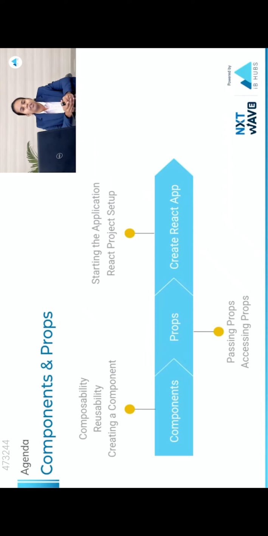Coming to this session, firstly, we'll understand components, where we'll understand concepts like composability and reusability. Then we'll see props. We'll see how to pass props and access the props. And finally, we'll see how to create a React app. Generally, when it comes to building real-world applications, we need a little bit of project setup. We'll see how to do that. To set up the code playground for today's session, you need to run this command. With this, the necessary resources will be downloaded.